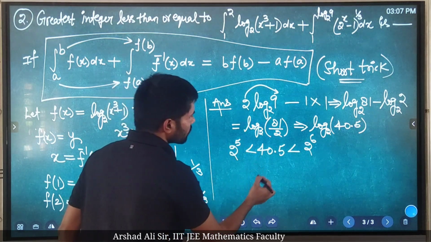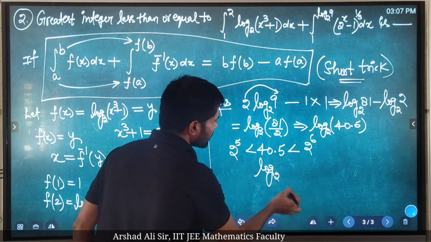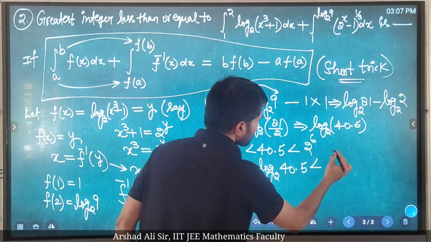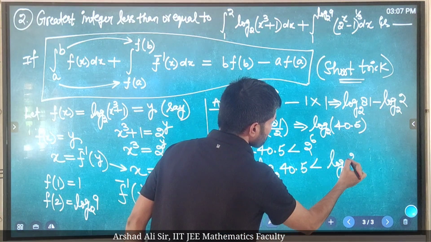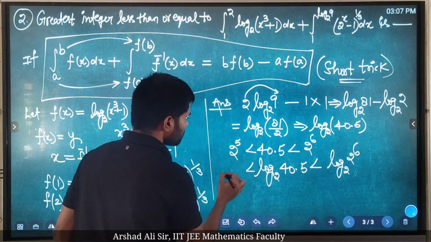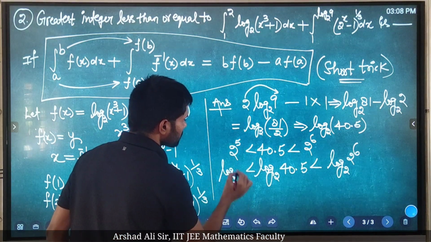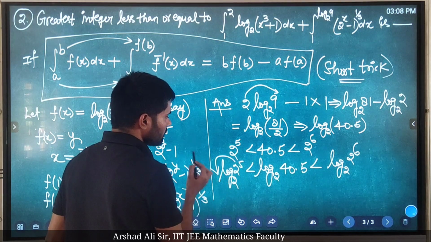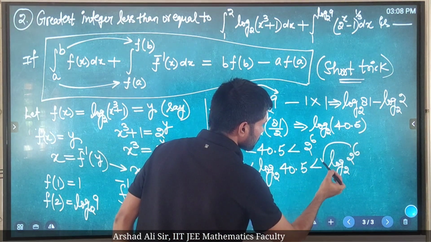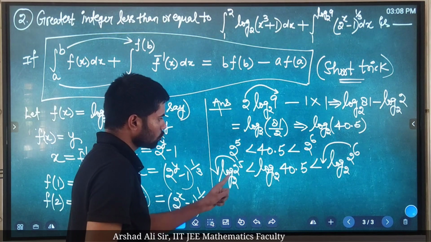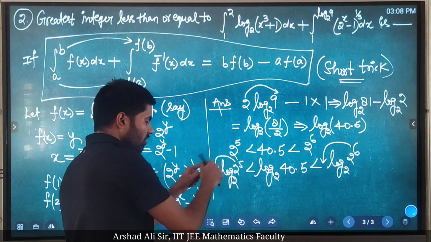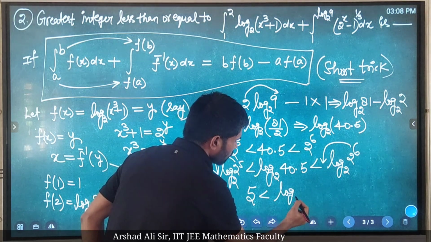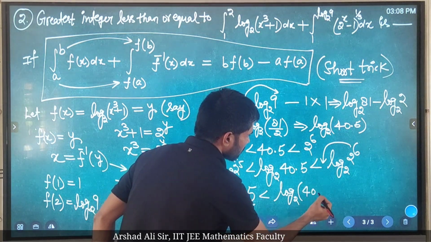Now do one thing, take logarithm in both the sides. Logarithm base 2 of 40.5 is always less than logarithm base 2 of 2 to the power 6 and greater than logarithm base 2 of 2 to the power 5. According to the power property of logarithms, 6 will come here, right? And it is logarithm 2 base 2, so that is 1, and 5 is also there, so 5 is less than logarithm base 2 of 40.5.